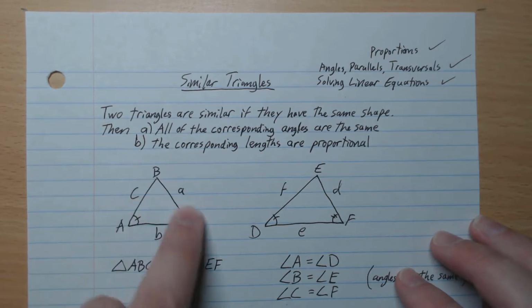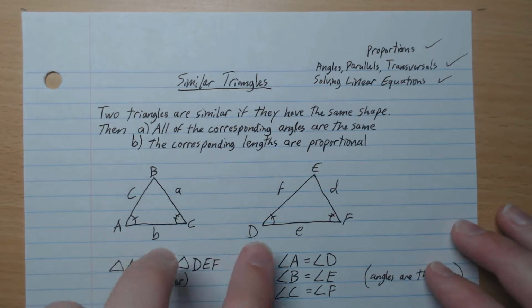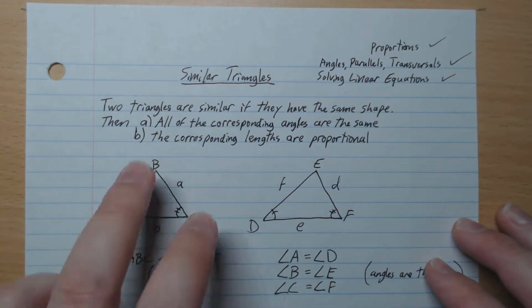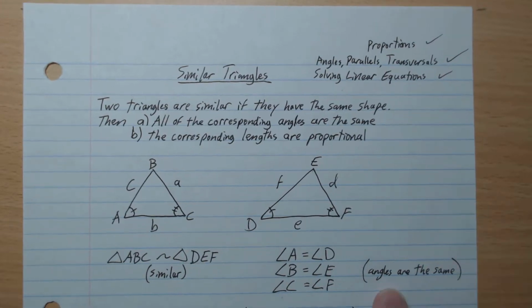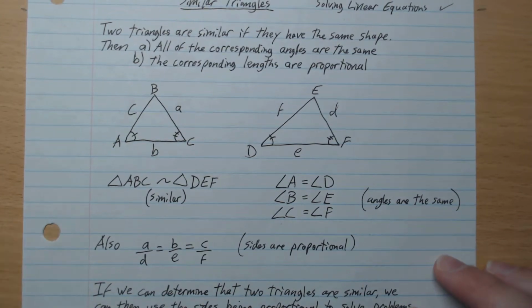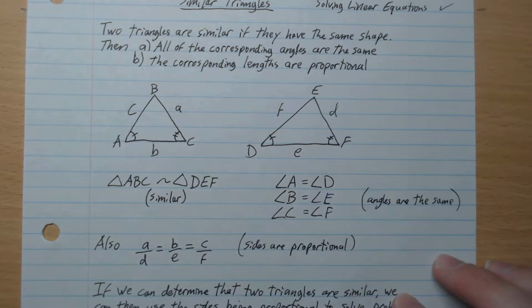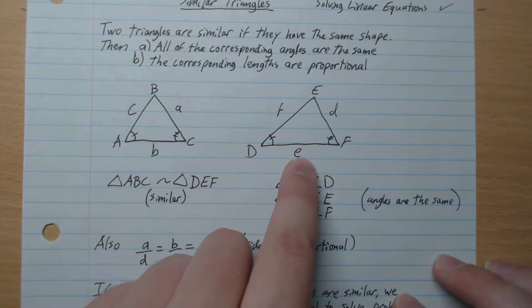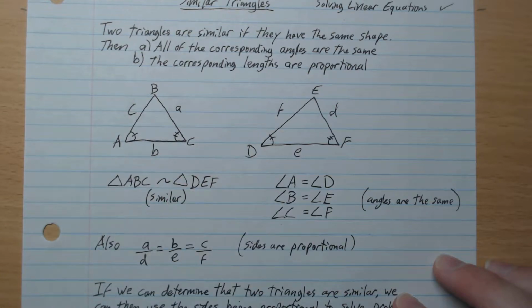So we have this triangle here, ABC, and it's similar to DEF like that. We have angle A and angle D being the same, B and E being the same, and angle C and F being the same. So all the angles are the same. And what we mean by the sides being proportional is that A divided by D is the same as B divided by E, which is the same as C divided by F, like that.